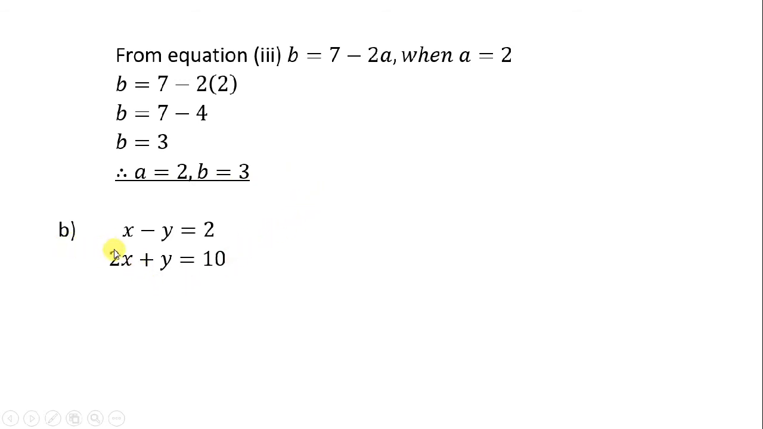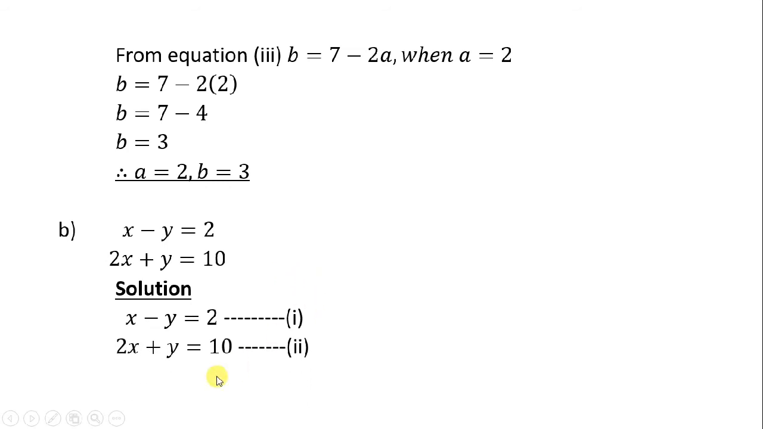Question b. The simultaneous equations, we have x minus y equals 2 and 2x plus y equals 10. So what we are going to do is to name the equations. That's what we are going to do first. So we are going to call x minus y equals 2, equation 1. 2x plus y equals 10, equation 2.